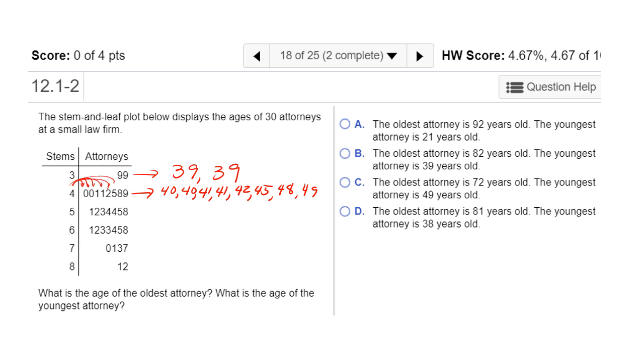The question is, what's the age of the oldest attorney? Well, if I jump down here to 8, that would be people in their 80s. The oldest attorney then would be 82. So it's not answer choice A, it's not answer choice C, and it's not answer choice D. Answer choice B tells me that the oldest attorney is 82 years old, and up here we see where you had 2 people who were fairly young, and the youngest attorney would be 39.